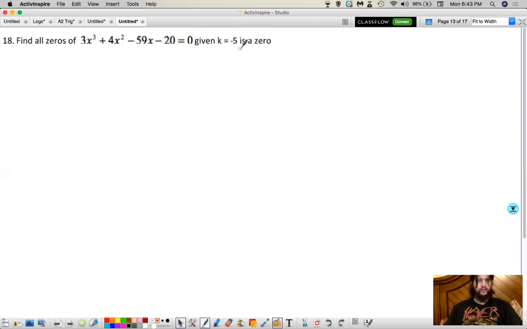Find all the zeros. If we know that is a 0, that means we've got to solve this thing. It's a cubic. Do we know how to solve a cubic? No. Oh no, what are we going to do? Well, we know one of the answers, so we're going to use that to make it a quadratic. And then we can use the quadratic formula. We're going to use synthetic division with k. Write down your coefficients, make sure not to skip any.